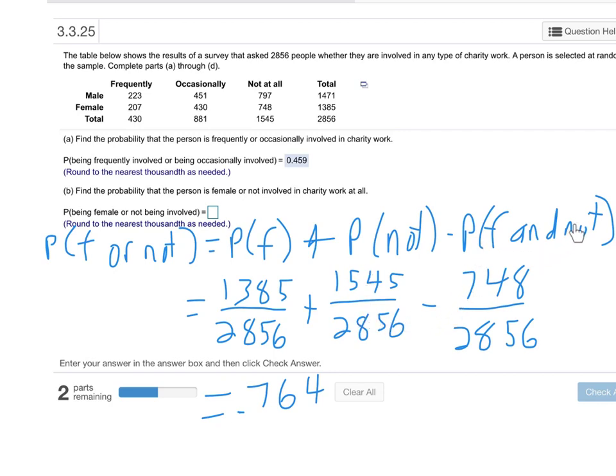And then where do they overlap at? Well, if you take this row and this column, they overlap at 748. And so I subtract that 748 over the total. And you put that in your calculator. And I guess, if you round it to third decimal, thousandths, you get 0.764.